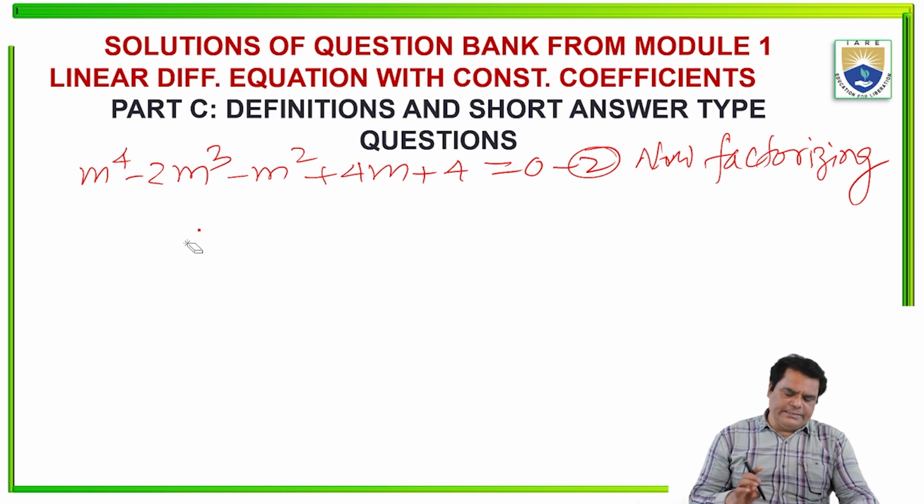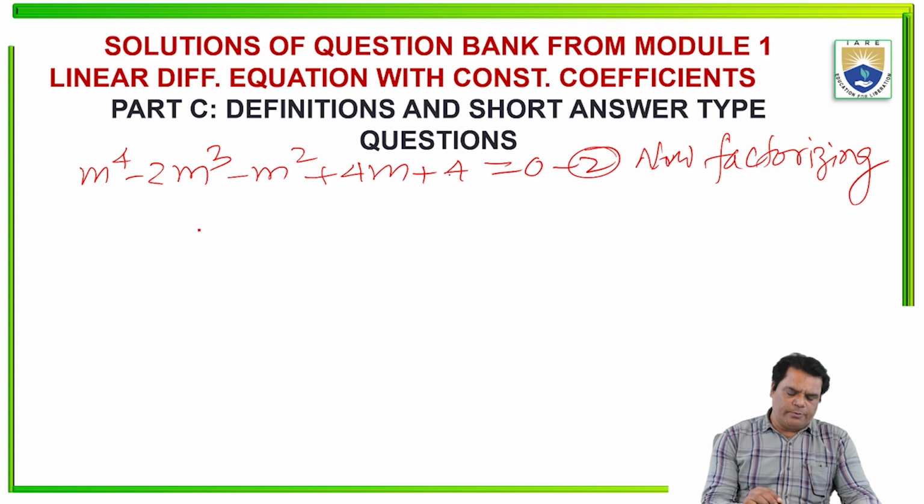How can we factorize this here? Now, minus 4. This is minus 4. Minus 4.